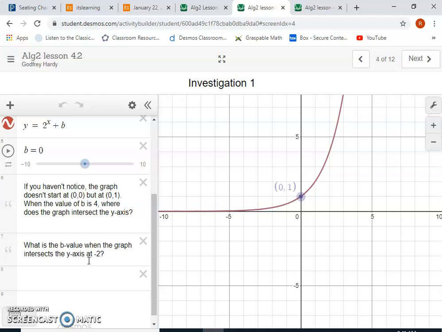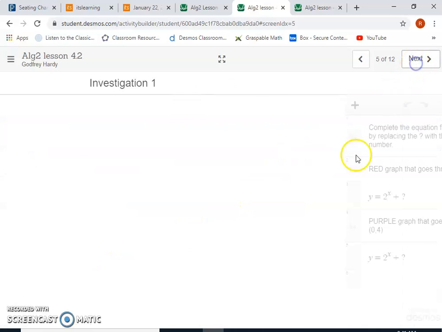You don't need to answer them in the decimals activity. You can answer them on your own paper. So I'm not collecting the answers.